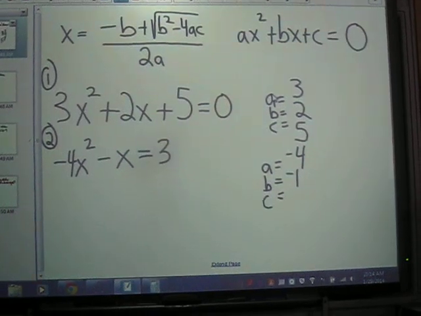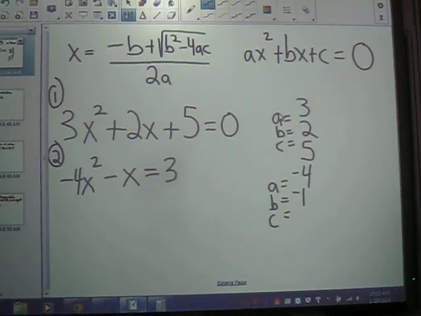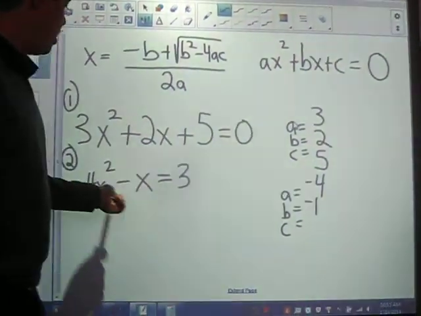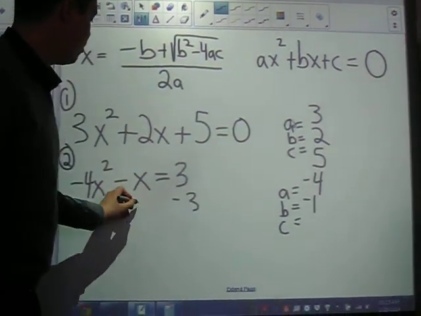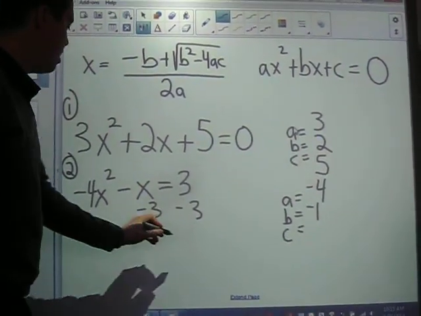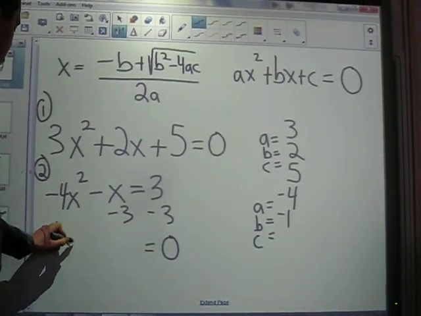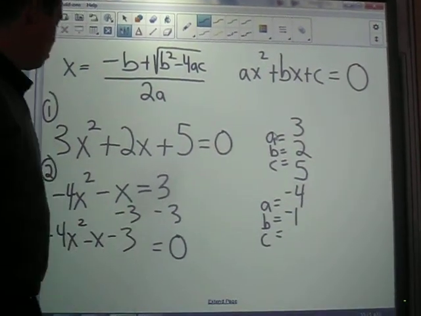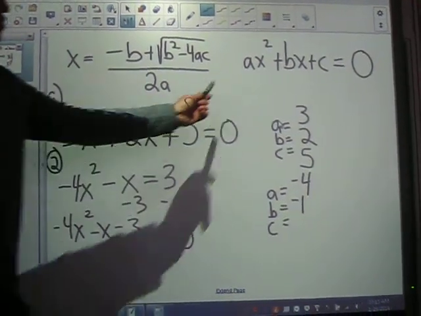-3 is correct. Why -3? Because you have to put it in this form, guys. If you get a problem like this in assessments, you're going to have to subtract 3 from both sides to set it equal to 0. We have -4x squared minus x minus 3. So that's where the -3 comes from. Make sure it's in this form first.